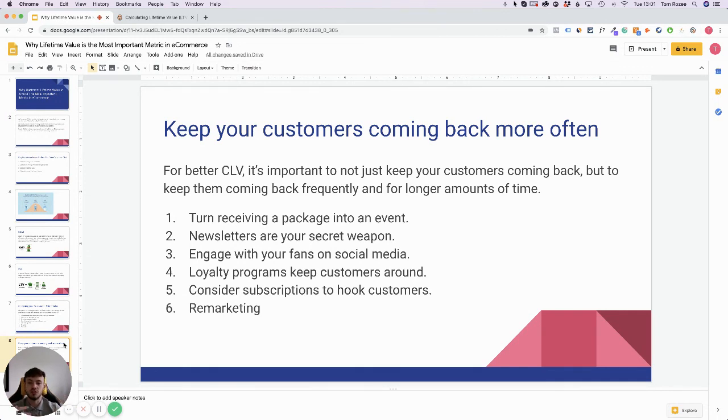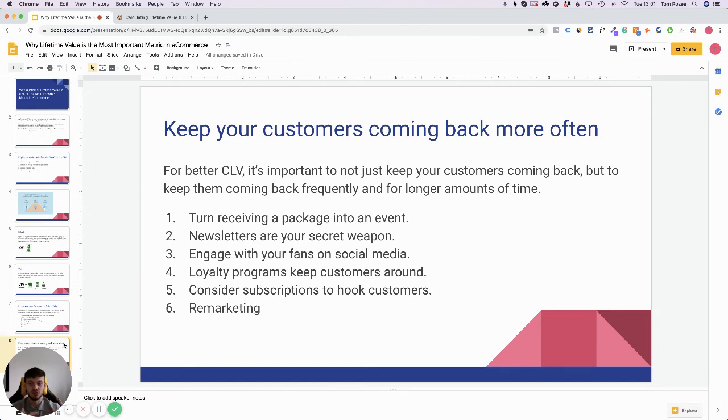Another thing you could do is consider using subscriptions to hook your customers in. And then lastly, remarketing. This is a paid form, but it's going to be much cheaper just because you've already acquired this customer, they've already been to your website, you already have the email list, etc. And you can acquire them at a much cheaper rate, while also having them purchase from you more often.